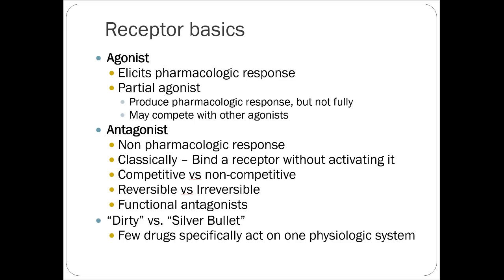Dirty versus silver bullet. I'll use the term dirty drug occasionally. Dirty drug means it hits a lot of different receptors at once. A good example would be antipsychotics in the brain. They work on a ton of different receptors and systems, whereas a beta blocker works on one or two systems and can be selective for one system.